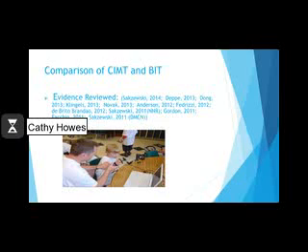For this project, 8 randomized controlled trials, 3 systematic reviews, and 1 meta-analysis comparing CIMT and BIT for pediatric patients with hemiplegic cerebral palsy were reviewed. Please see the listed references for the specific articles reviewed.